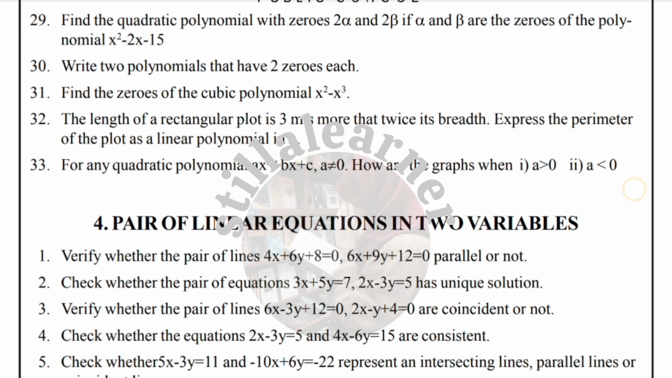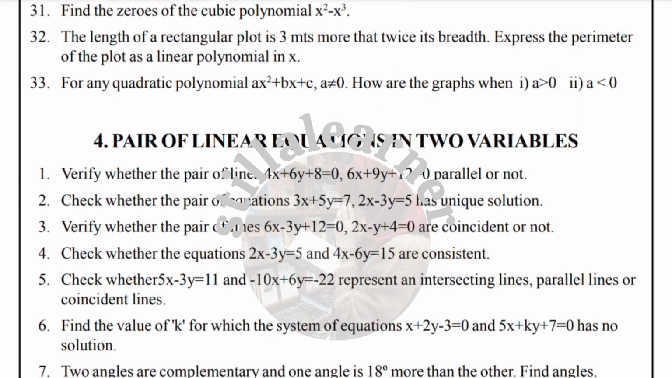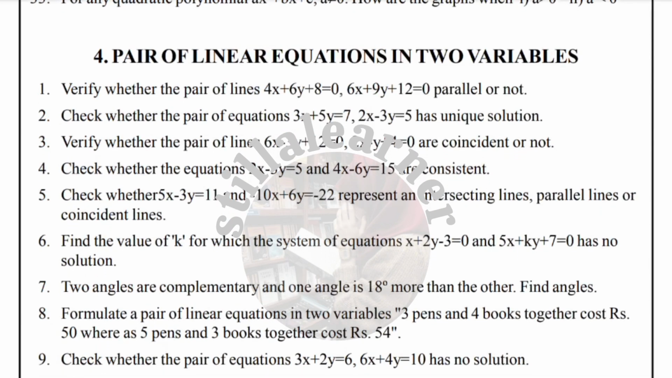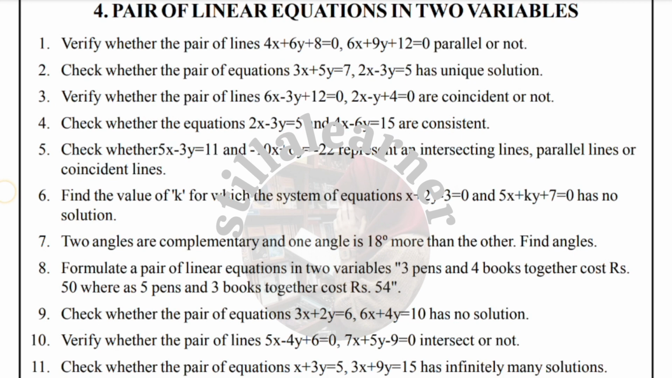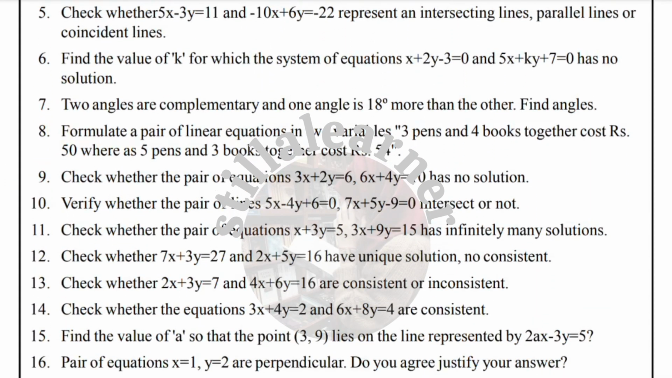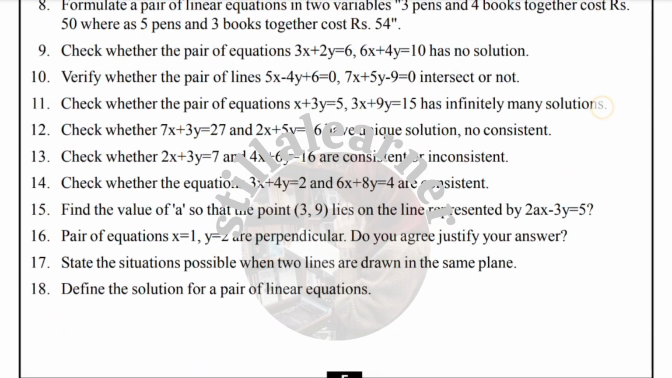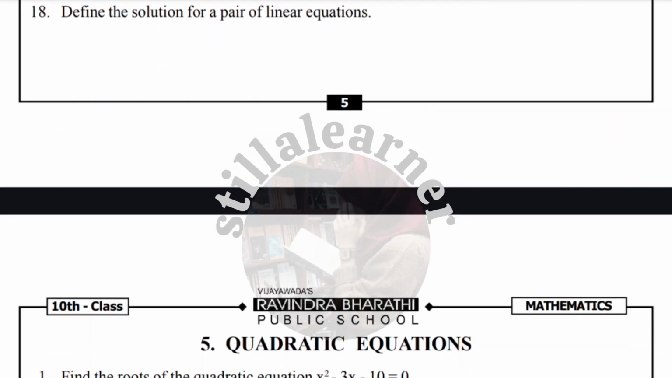Next we'll see the next chapter, that is pair of linear equations in 2 variables. This chapter is also easy. Here the equation will be of the form ax plus by plus c equal to 0, like that. Sometimes they will ask you to find the value of k, meaning in the equation they will provide k, like in the sixth question. The 10th and 11th are most important.